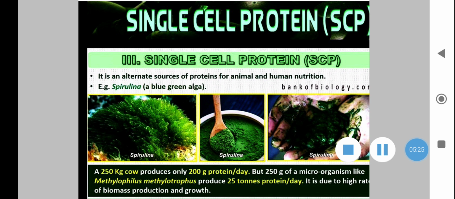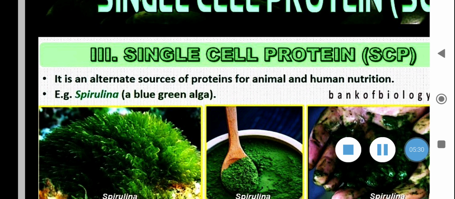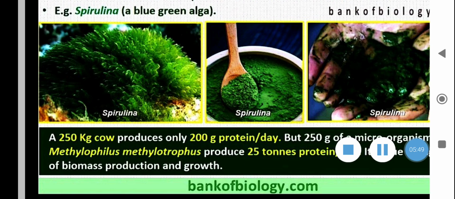Let us now discuss single cell protein. Single cell protein is an alternate source of protein for animal and human nutrition. For example, spirulina. You know that nowadays we get tablets of spirulina for protein growth. It is one type of blue-green alga. You can see here in the pictures the formation from the blue-green alga spirulina, how the tablets are made and how the procedure is done to make it medicinal.